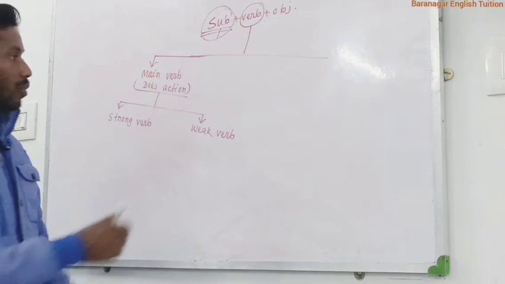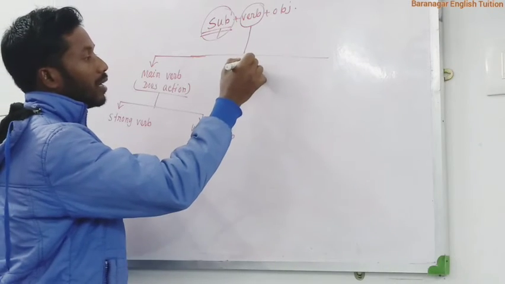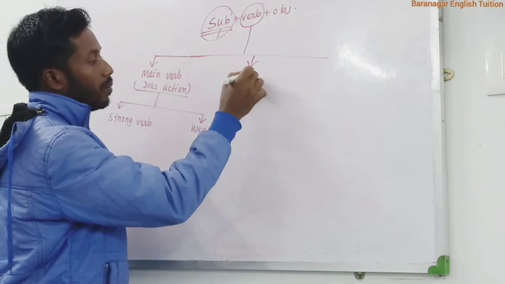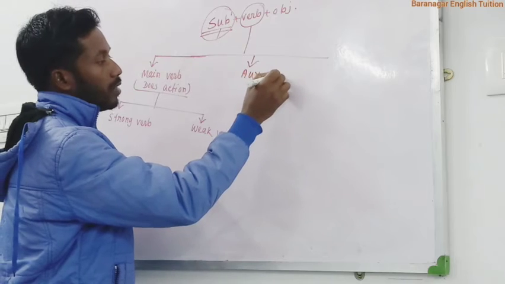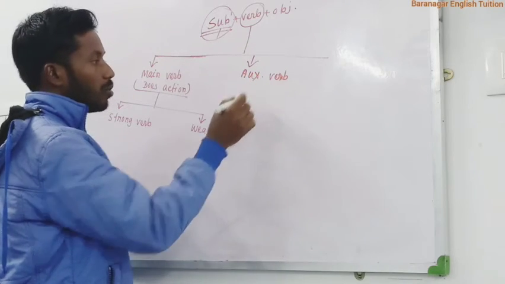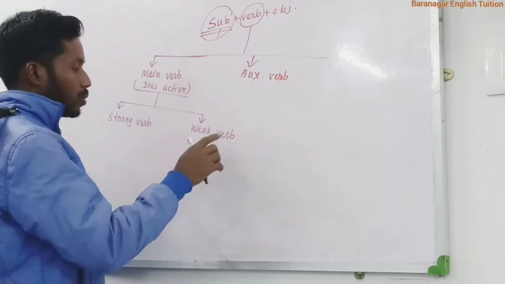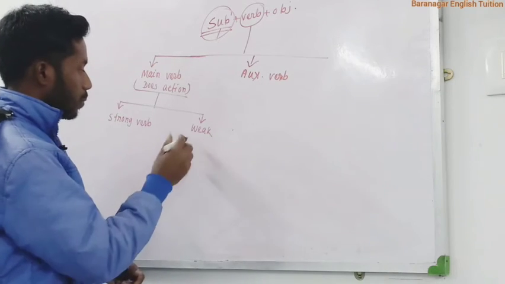Let's learn something different now. Now we will learn something called the auxiliary verb. I'm just writing the short form of auxiliary verb. I need a space here.